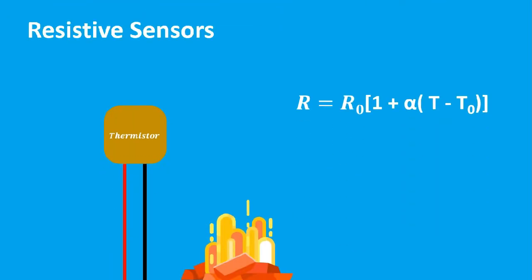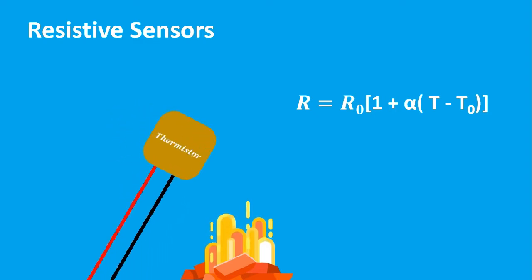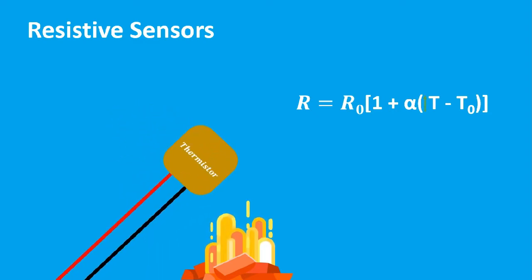Resistive sensors rely on the variation of resistance of a material when the measured variable is applied to it. This principle is most commonly applied in temperature measurement using resistance thermometers or thermistors, since resistance is a function of temperature.